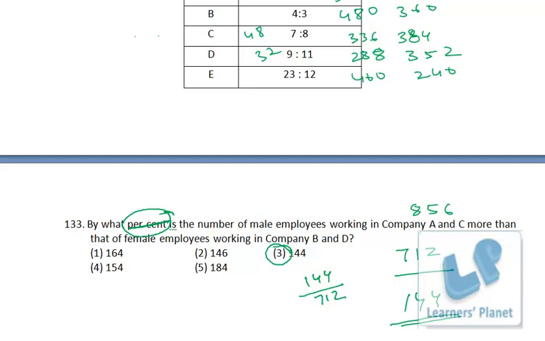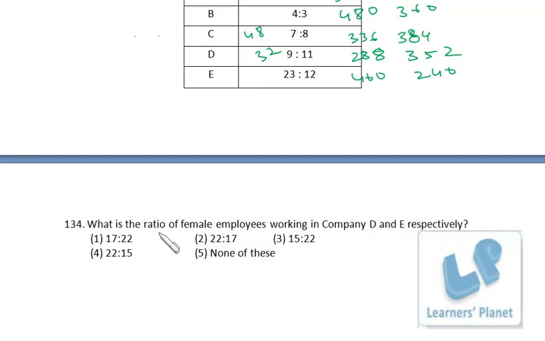I hope it's clear to you. What is the ratio of female employees working in company D and E respectively? Female 352 and 240. Now among the options we can see 240, the denominator is not a multiple of 22, 17. So this is wrong. Yes, it is a multiple of 15 and the numerator is a multiple of 22.